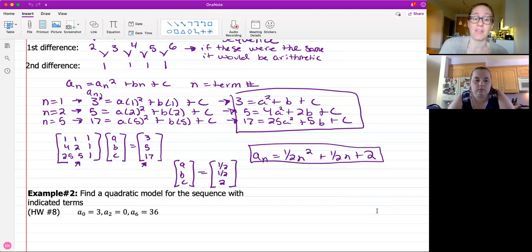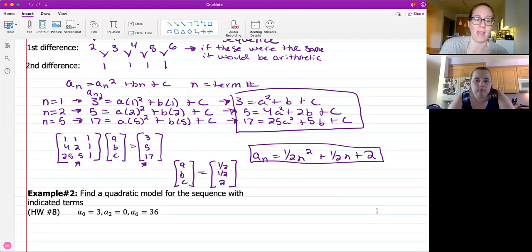Now, the fun thing about these is that the matrix you're making with the coefficients, the ABC matrix, is always going to be the same for the first, the second, the third term. Because when n is 1, 1 squared simplifies to 1 every time. So you're going to notice a pattern.